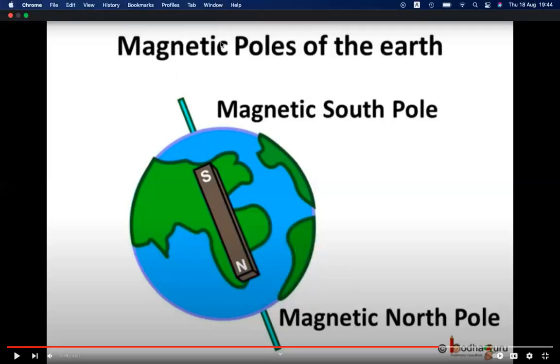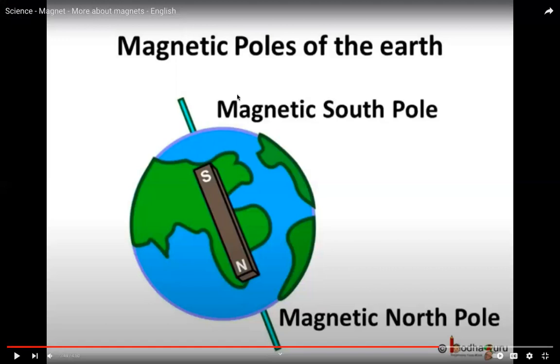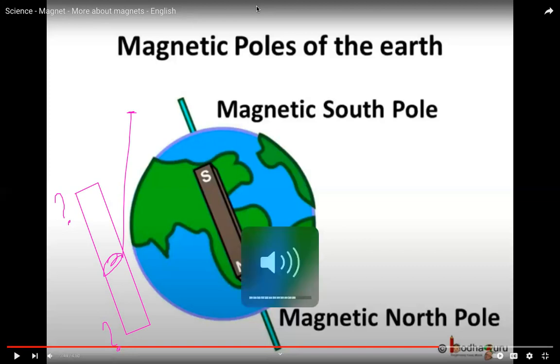So if you keep a magnet, what will happen? Let's say we make a magnet stable. So let's think this is the stable magnet. Let's keep this magnet steady using a thread, hanging. Now, can you say which pole is this and which pole is this? So if you keep this magnet freely, what is this pole? Is it north pole or south pole?